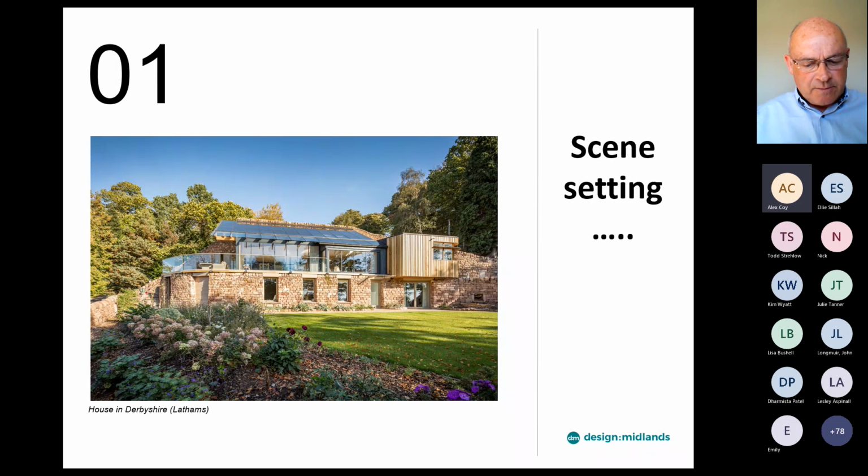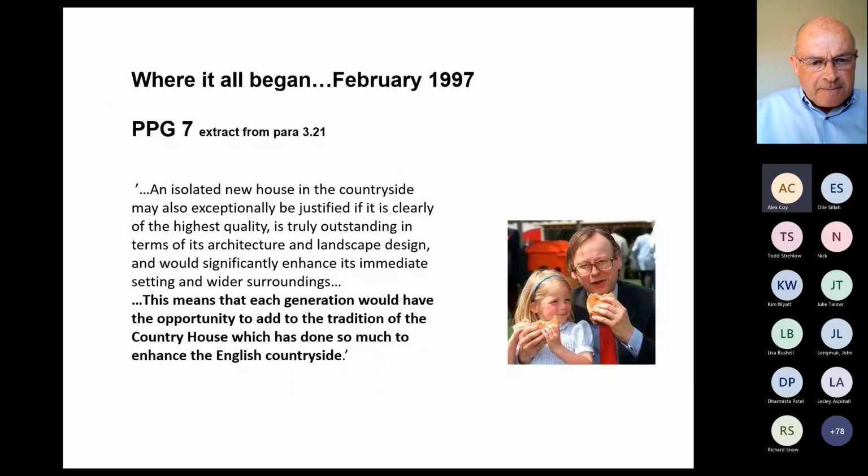Scene setting to begin with. So it all started in 1997 with PPG 7. John Selwyn Gummer, you might remember, I think was the then Secretary of State for the Environment. And he introduced this, it's often called the Country House Clause or law. So the whole point about it was to promote exemplary architecture and really allow this tradition of country houses in the open countryside to continue. So it's quite important, and that was the beginning.